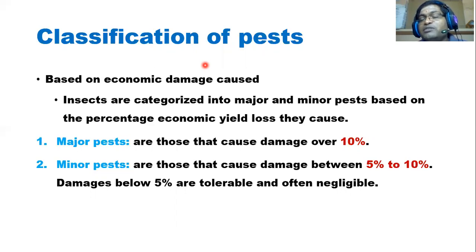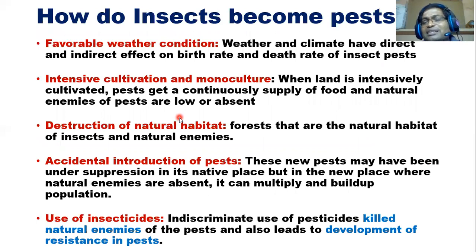But the problem with farmers is, if they identify even one or two pests, they take measures, applying insecticides. That is mismanagement, right? How does an insect become a pest? For example, any organism may be a pest, but if you take an insect, how does an insect become a pest?